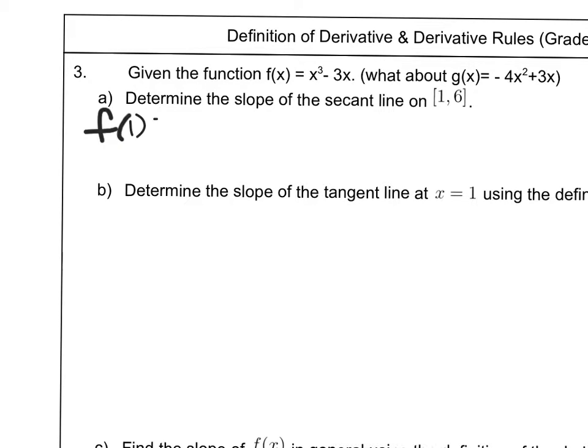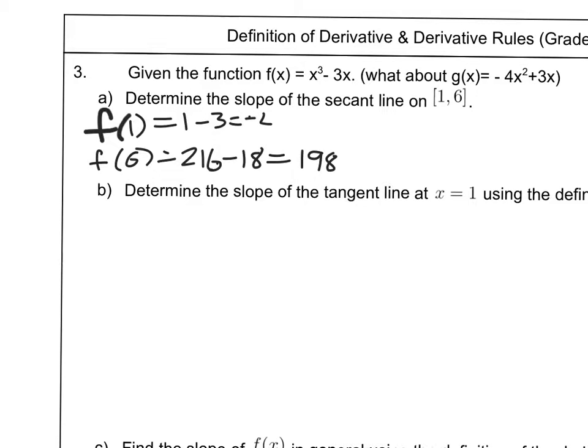So f of 1 is going to be 1 minus 3, which is negative 2. And f of 6 is going to be 216 minus 18, which is 198. Okay, so we're doing slope here, so it's going to be 198 minus negative 2, divided by 6 minus 1, which is going to be 200 over 5, which is 40.